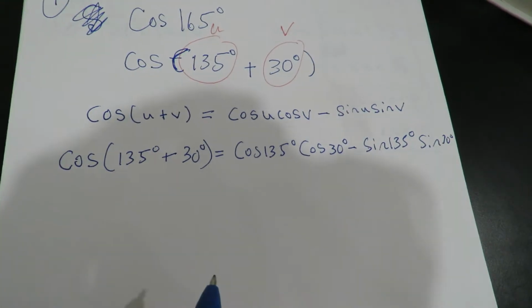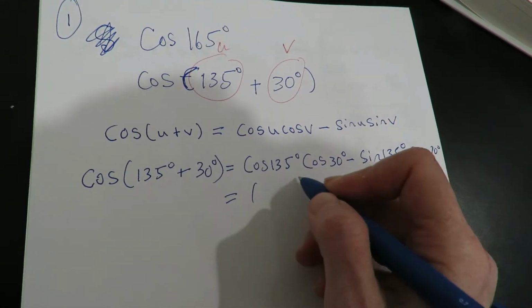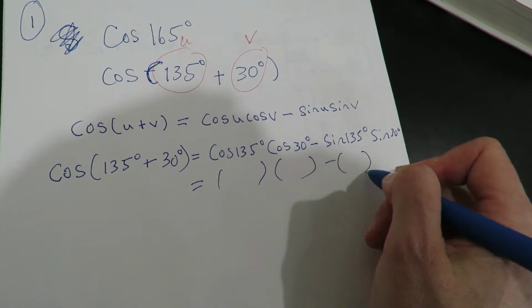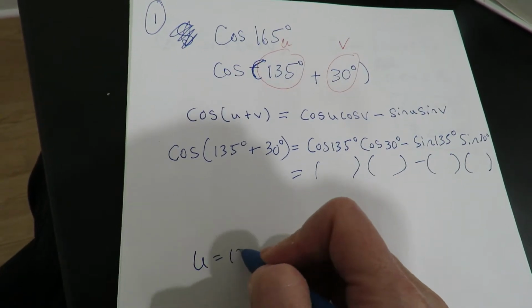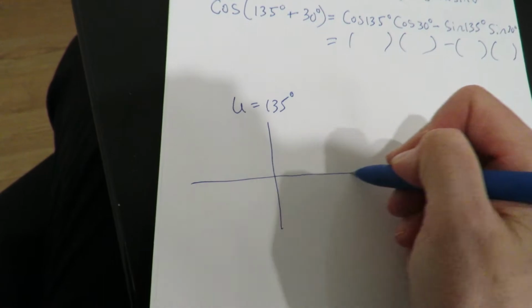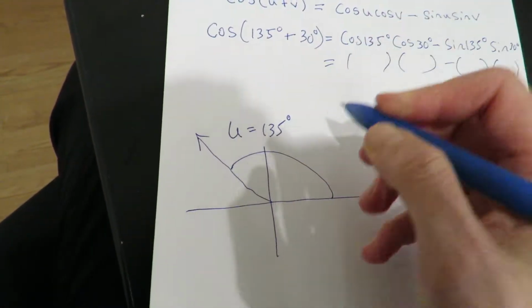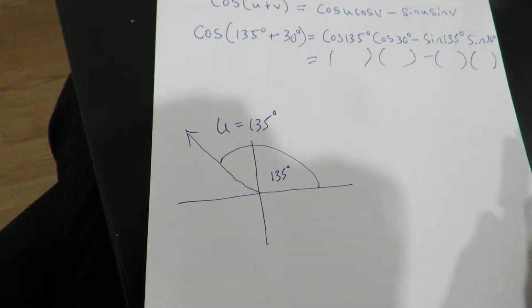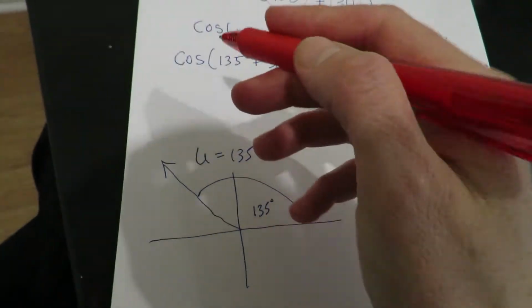Now I'm going to evaluate these angles using my brain and not a calculator. I have two separate angles. The first angle I have is 135 degrees. I'm going to draw that. On the final exam, test 3 combo, make sure you show your work for this.